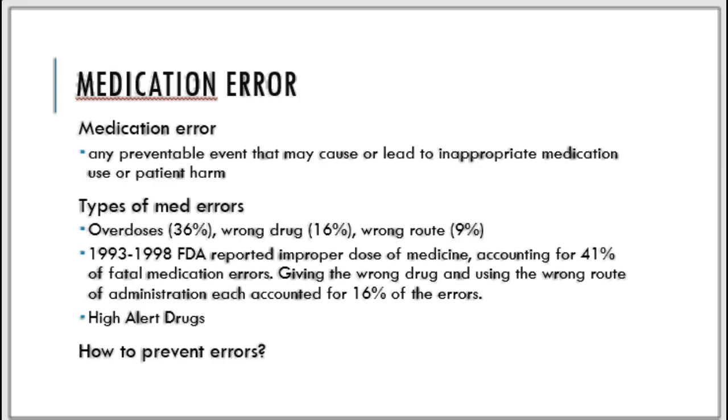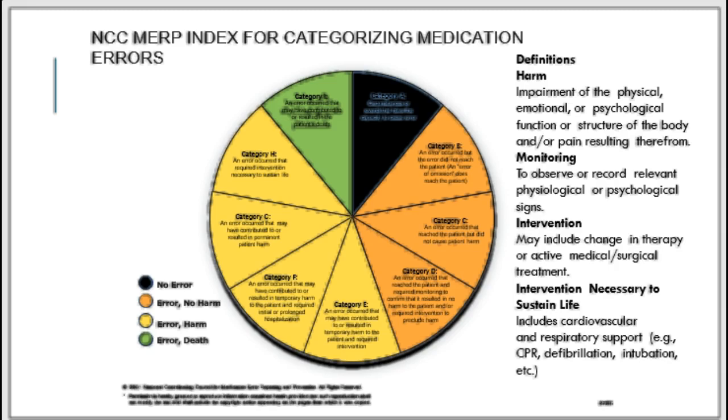All right, they categorized this next one. They categorized some errors by the harm that it's causing. And you see down here the colored dots where it says no error, error no harm, error with harm, and error with death. And there's this description on the side that explains what's happening in each of those categories. I just wanted to show you that there are definitions: impairment of the physical, emotional, or psychological function or structure of the body. That's what harm is.